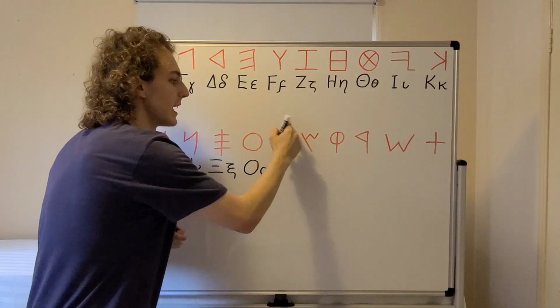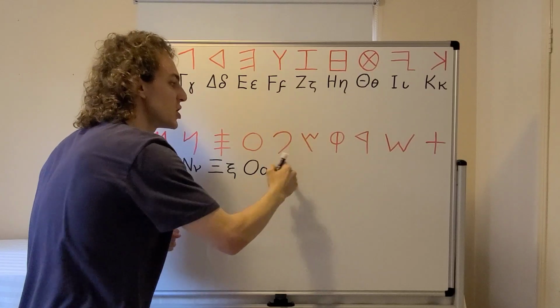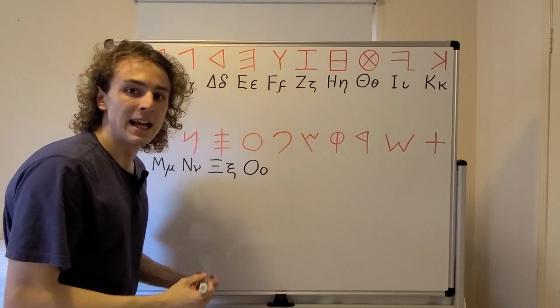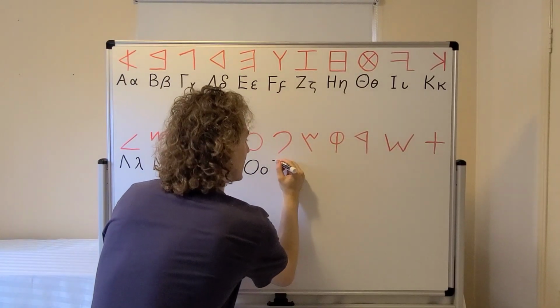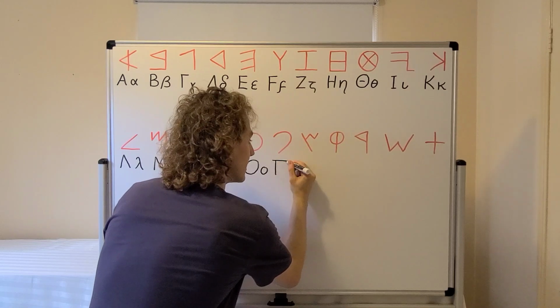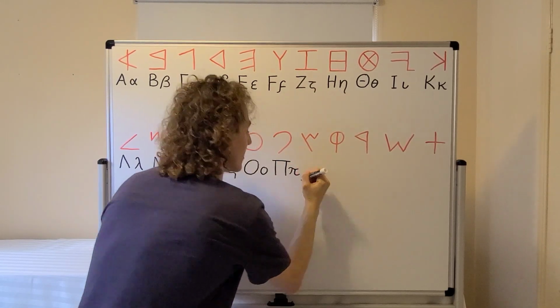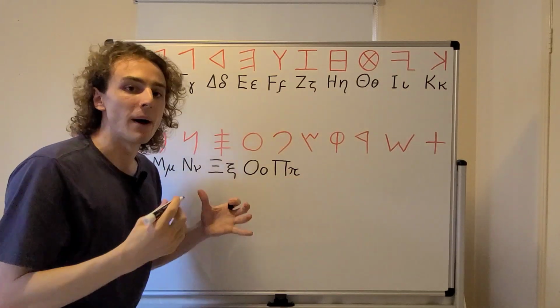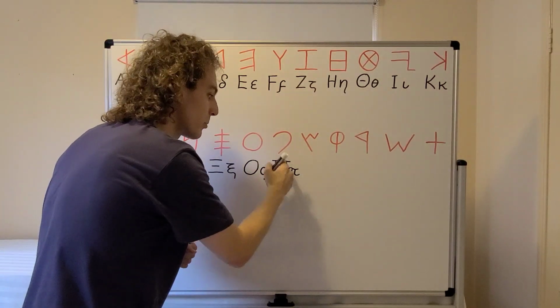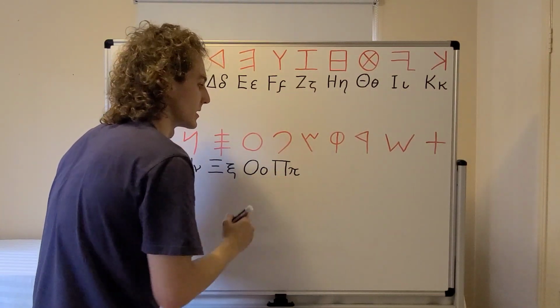The next letter is Pe. The Phoenician Pe corresponds to the Greek pi. This is the uppercase pi, and this is the lowercase pi. So here we have the uppercase and the lowercase versions.